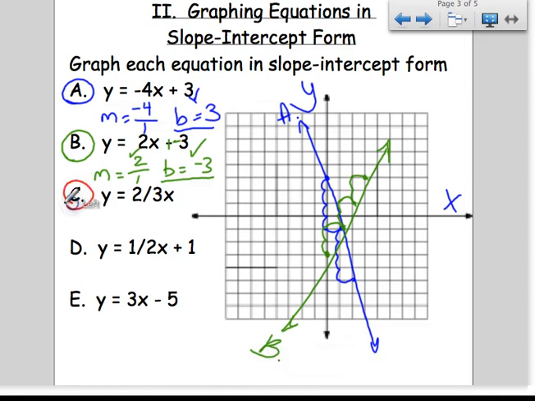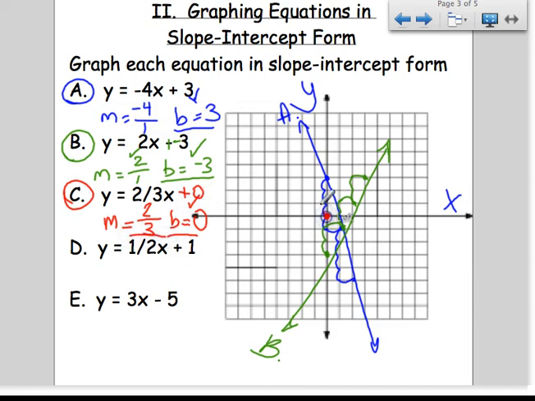Last one I'm going to show you, C, y equals 2/3 x. First step again is to identify the slope and the y-intercept. The slope is 2/3. The y-intercept you don't see. So you need to know that it's really plus 0, and the y-intercept is 0. So starting with my y-intercept, that means I start at the origin, since the y-intercept is 0. And then I need to build a line with a slope of 2/3.